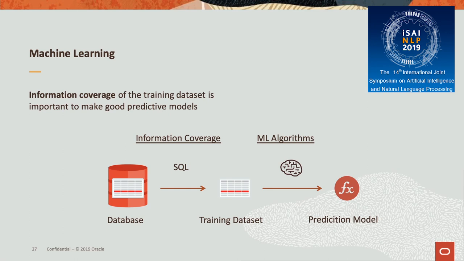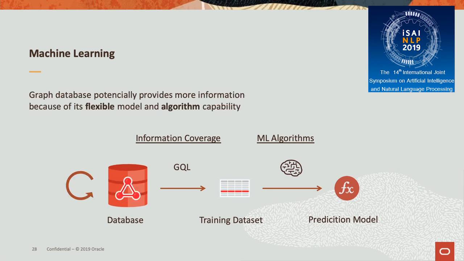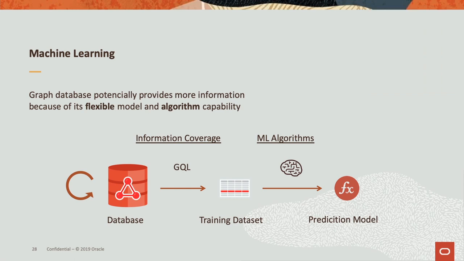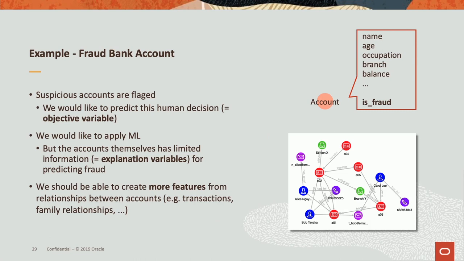If you have not a traditional relational database, but a graph database, you might have more information because of its flexibility and algorithm capability. I'm going to show you one example. I am working with a lot of financial customers in fraud detection, and the requirement is that they would like to find bad accounts, fake accounts, in their bank accounts, right?